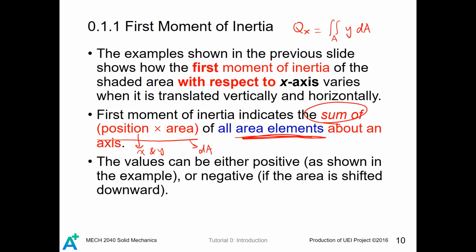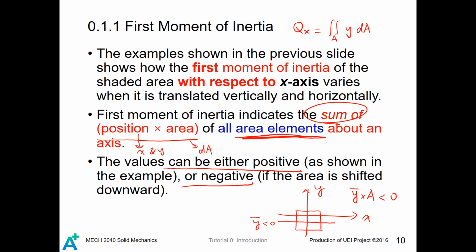Notice that the first moment of inertia can be either positive or negative. So in case the area just now is translated downward, then the average of y will become a negative number, and consequently, the first moment of inertia, the average of y times the entire area, will be less than 0. So bear in mind that the first moment of inertia can be positive or negative.